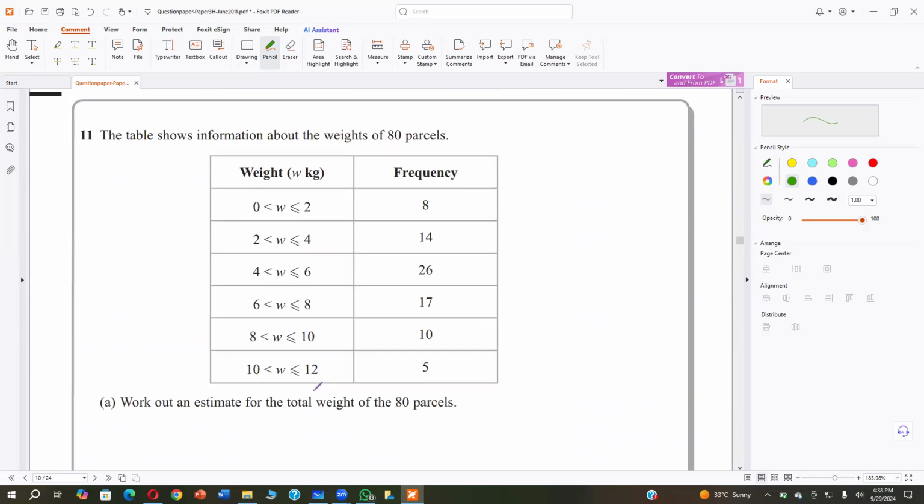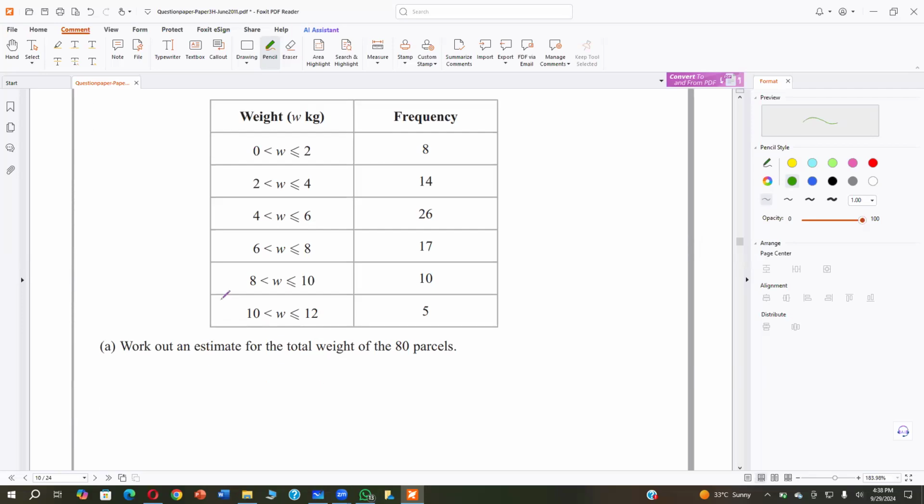The table shows information about the weights of 80 parcels. Work out an estimate for the total weight of the 80 parcels. It is using the word estimate.